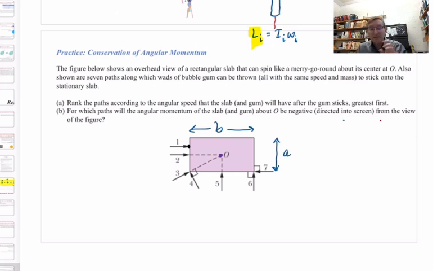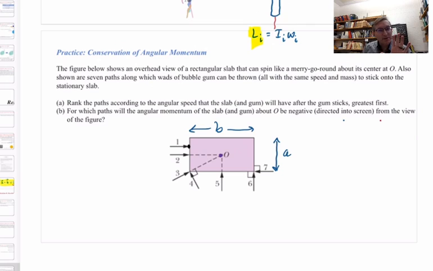And we're going to do these little experiments. There are 7 of them, one at a time. Always with a wad of gum with the same mass and speed. And the slab is initially stationary, as you see. But notice what we're going to have is a collision between a wad of gum and a merry-go-round. And we're going to take the system to be the things that collide, the wad of gum and the merry-go-round. But afterwards, we're going to have rotation of the merry-go-round. So we have a collision with rotation.